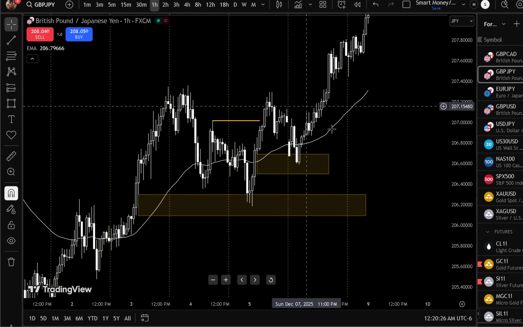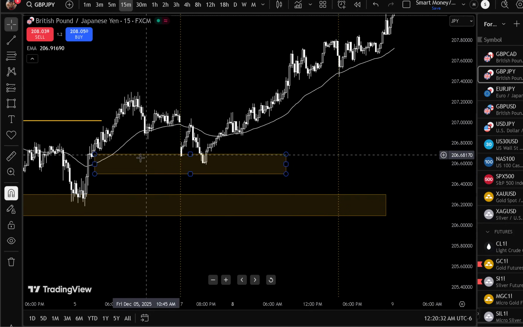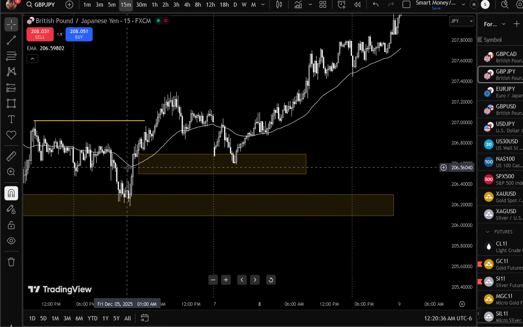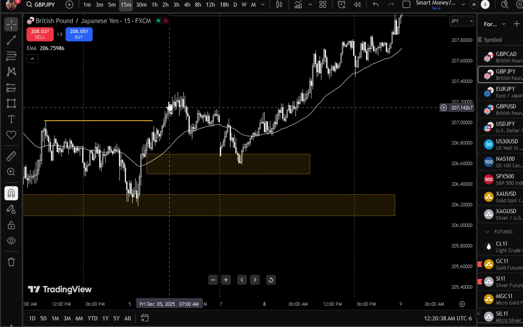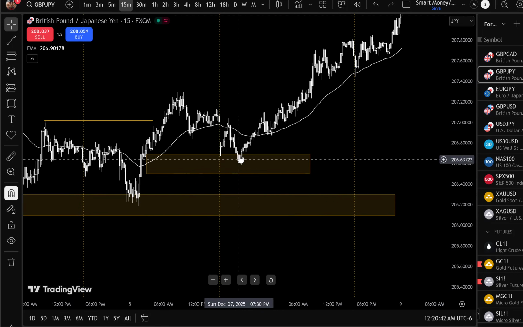But let's go down to the 5 and 3 and see. Let's go to the 15 first. All right. This is the 15 minute. This is where I first tap here. All right. This is our indication prices are going to go up. Came back down here. All right. We're going to look for entry in this area over here.